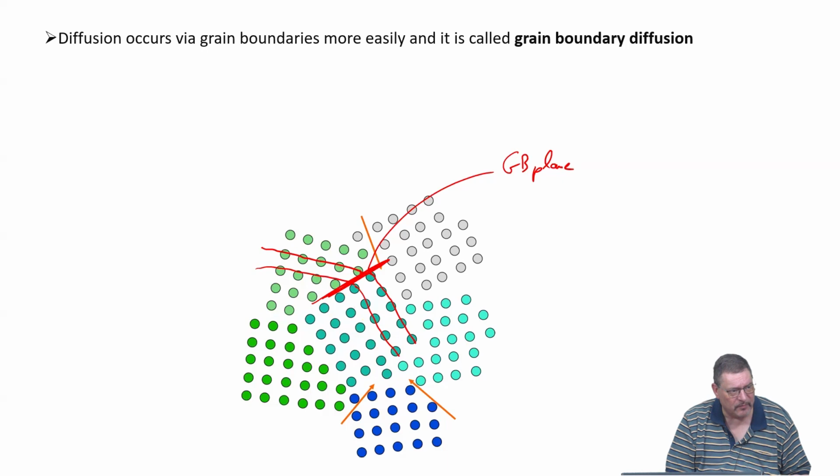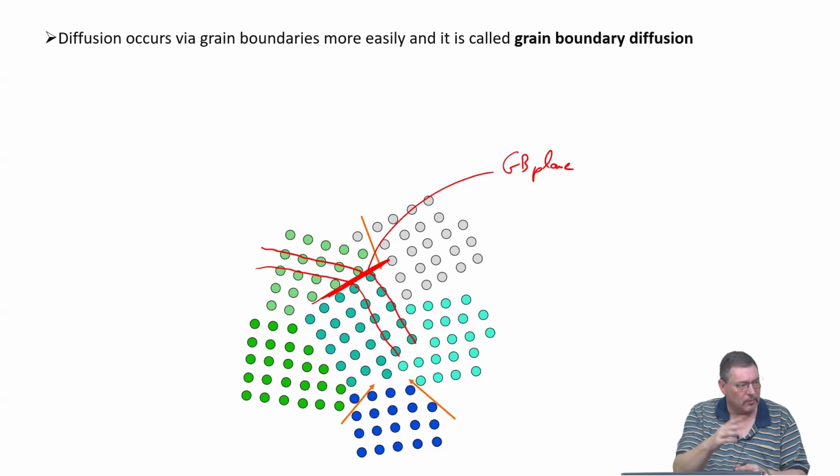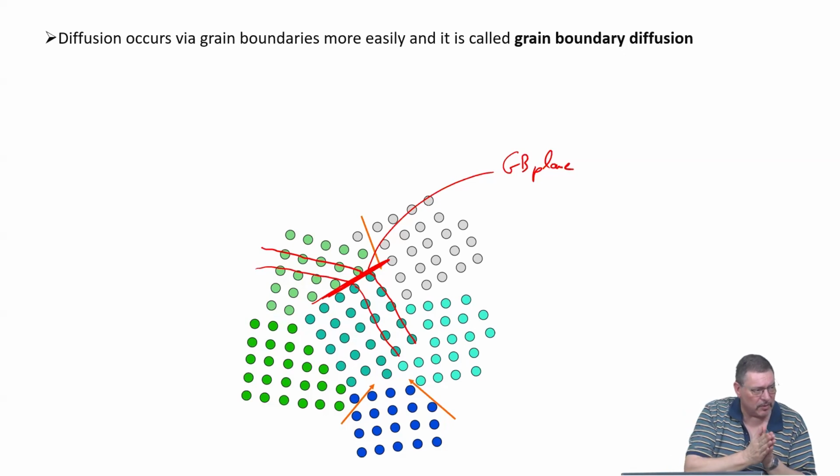And this is the situation where we have a specific CSL type lattice, so coincident site lattice of high symmetry, let's say. So you have many of the atomic positions in the grain boundary plane occupied by atoms that fit to both lattices. This occurs for different lattices at specific misorientations, so specific tilt angles or twist angles of the grain boundary, which means that we have a rather symmetric, well-ordered structure of these grain boundaries.